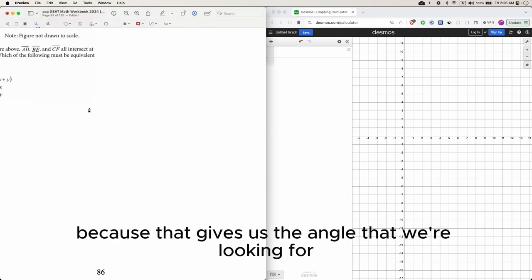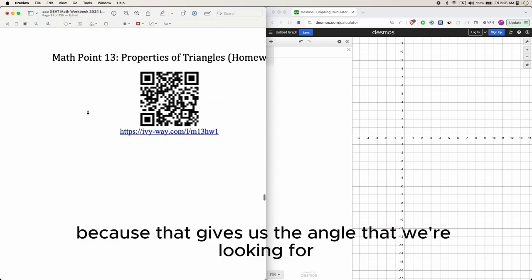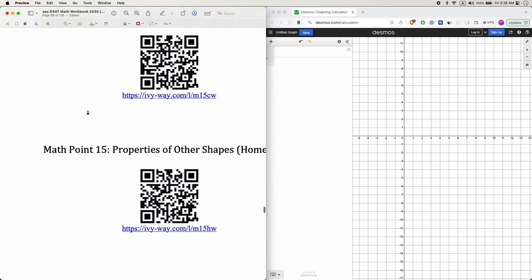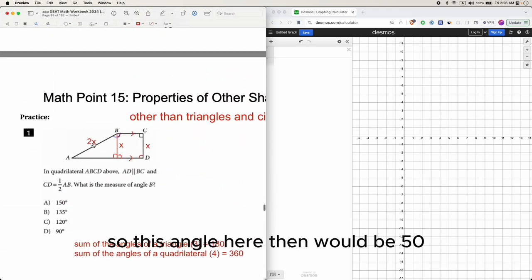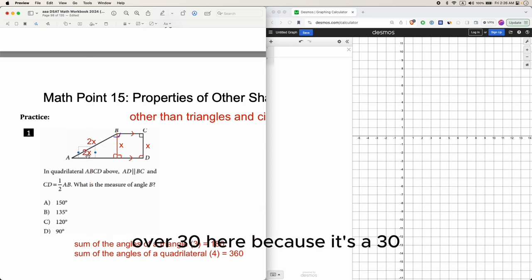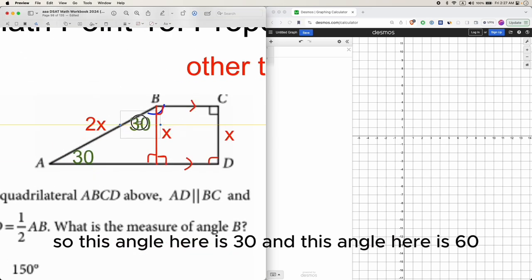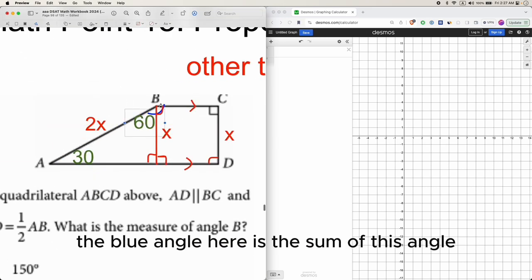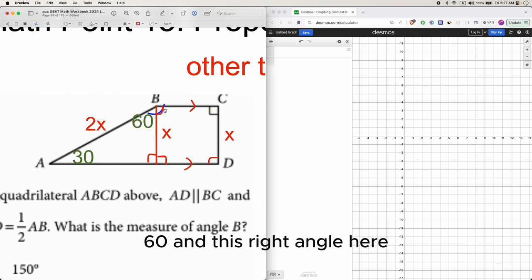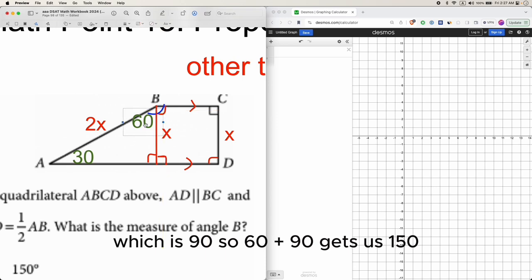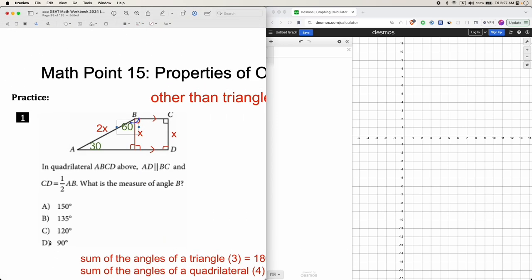And the ratio of the angles will be 30, 60, and 90. So that's very helpful, because that gives us the angle that we're looking for, the angle in the bottom left corner. So this angle here then would be 30, because it's a 30, 60, 90 triangle. Let's make that another color, green. So this angle here is 30, and this angle here is 60, and we're done. The blue angle here is the sum of this angle, 60, and this right angle here, which is 90. So 60 plus 90 gets us 150. The answer is 150.